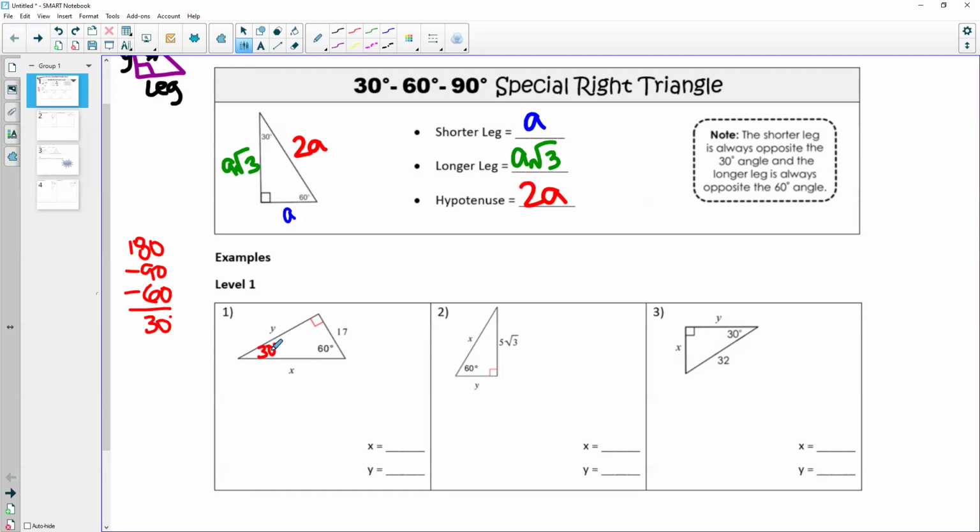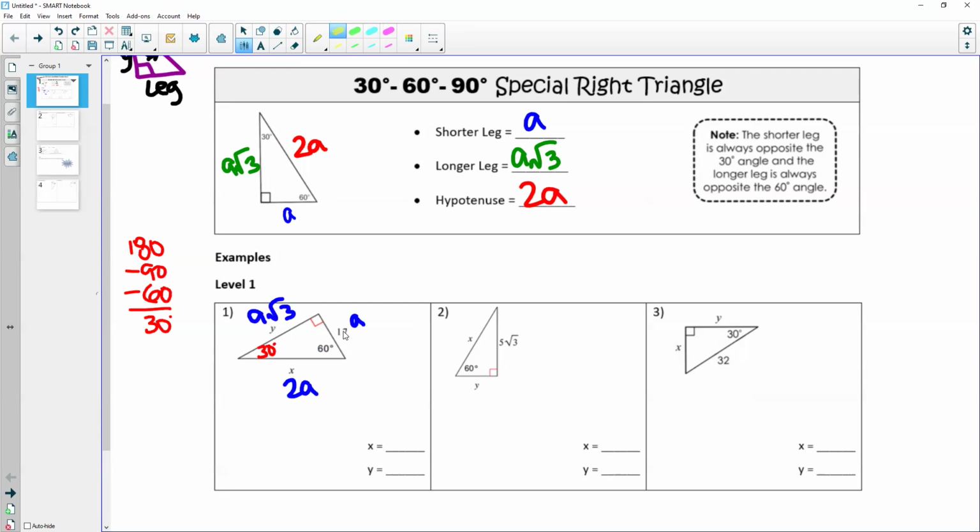Now that we know that we're looking at a 30, 60, 90 special right triangle, we can start labeling our side lengths. Remember that we said earlier across the 30 degrees is labeled as A. So across the 30, we're going to label this as A. Across the 60 degrees is A square root of 3. So across the 60 is this side length Y, so this is our A square root of 3 side. And the hypotenuse is across the 90, which is our 2A side. So similar to what we did yesterday, what we're going to look at here is, what is the side length that was provided?